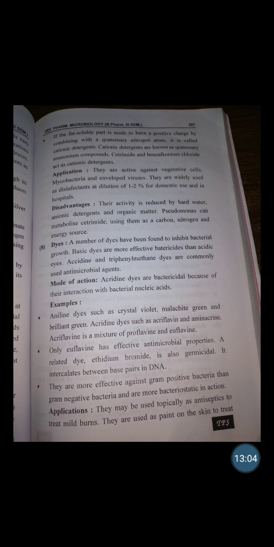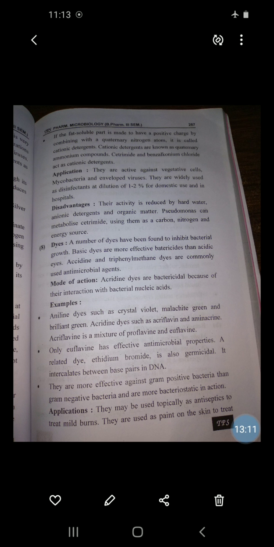Applications: they may be used topically as an antiseptic to treat mild burns. They are used as a paint on the skin to treat bacterial skin infections, and the dyes are used as a selective agent in certain selective media.